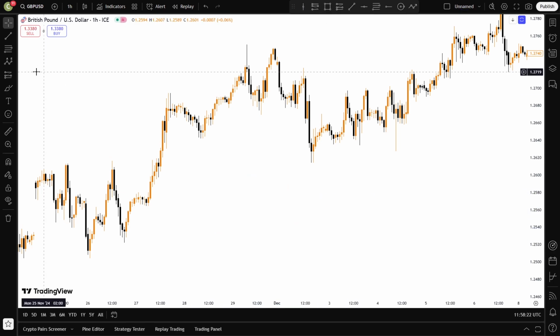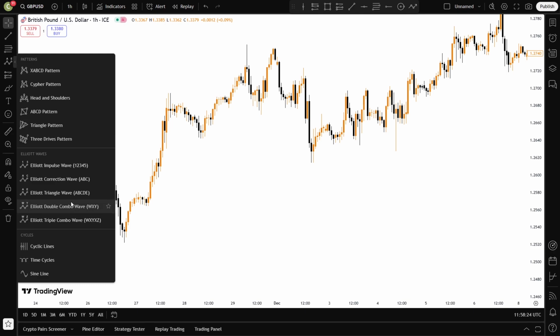Now moving on to a more complex Elliott Wave tool, the Elliott Double Combo Wave. As you can see, it's labeled as W, X, and Y. The Elliott Double Combo Wave is a complex corrective structure that has the W, the X, and the Y. Think of it like this: the market tried to correct in one pattern, which is our W, but it wasn't enough, and it formed the connector, which would be our X, and threw in another corrective pattern, which would be our Y.